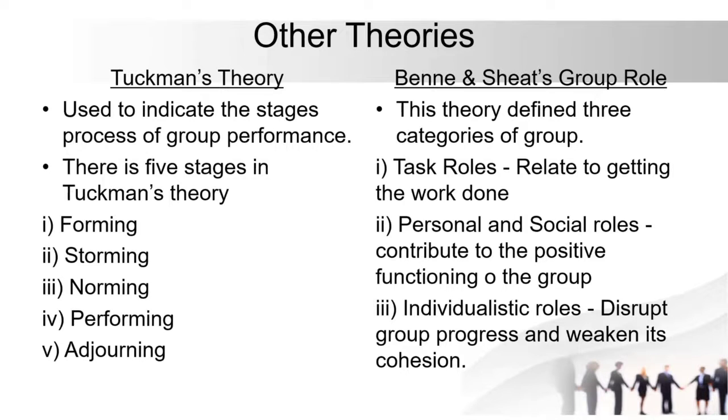In Benne and Sheats' group roles, the theory defines three categories of group roles. One is task roles, related to getting the work done. Another is personal and social roles, which contribute to the positive functioning of the group. And the third is individualistic roles. These are a kind of negative role, which mostly disrupt group progress and weaken its cohesion.